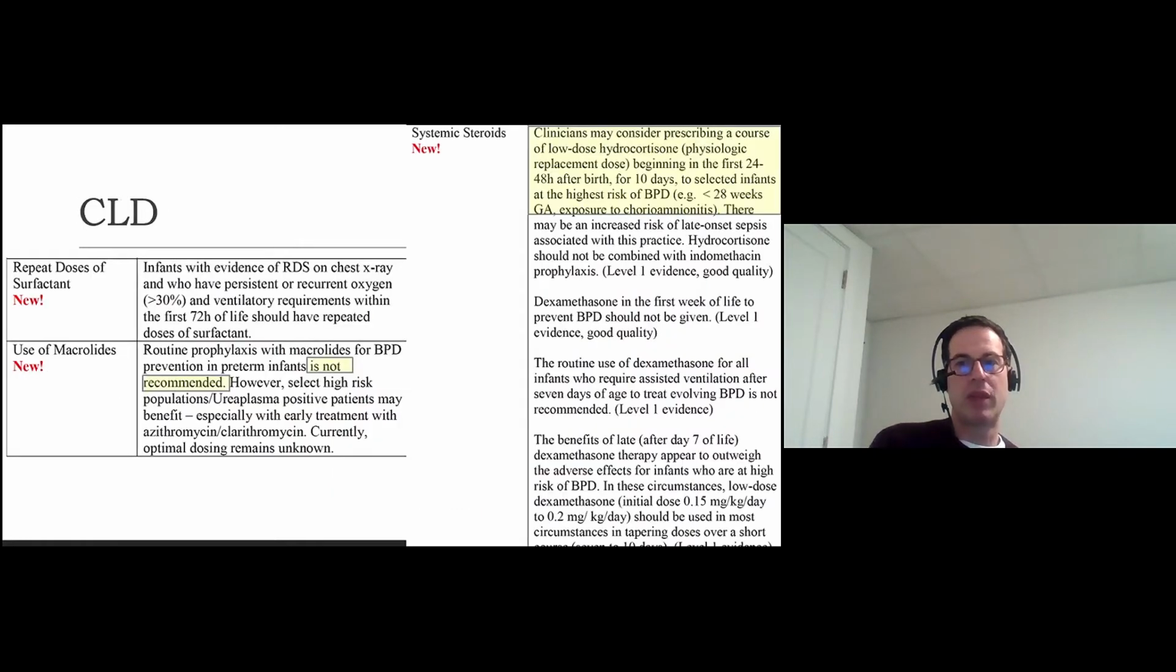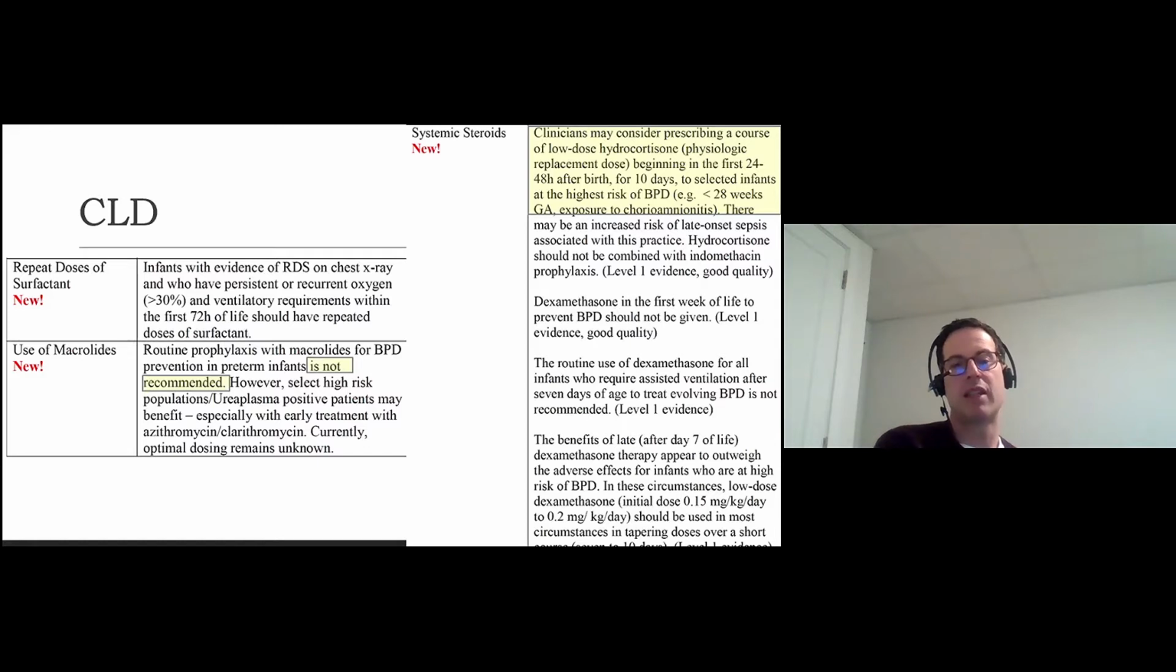Continuing on with CLD, a bit of a hot topic is the use of prophylactic hydrocortisone. I don't know if any of your units are using that, but after a great amount of deliberation, the EPIQ group came down on the side of suggesting that it was reasonable to consider, didn't say you should use it, but to consider the use of prophylactic hydrocortisone to reduce BPD. And so we'll talk a little bit about that as well.